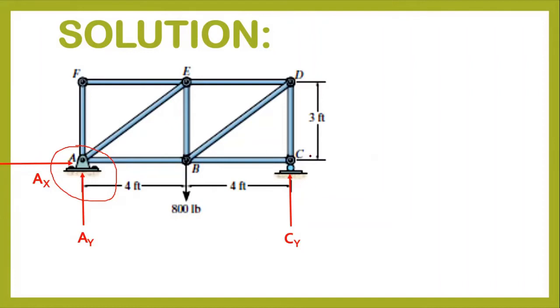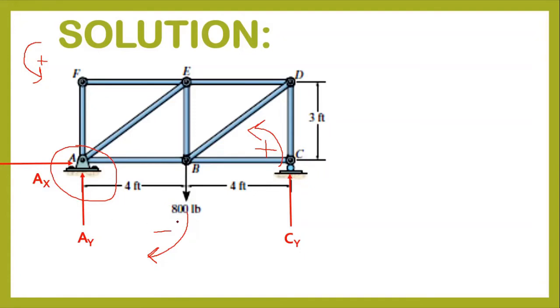Keep it in mind when you sum up moment at A. I always take the anti-clockwise direction as positive for moment. The 800 pound load gives a clockwise direction, so it should be -1, and the CY direction is anti-clockwise, so it will become +1. And keep in mind that the distance for the 800 pounds is 4 feet, because it is the distance from A to B. It is lying at 4 feet from point A.